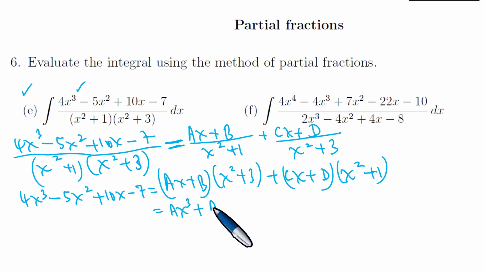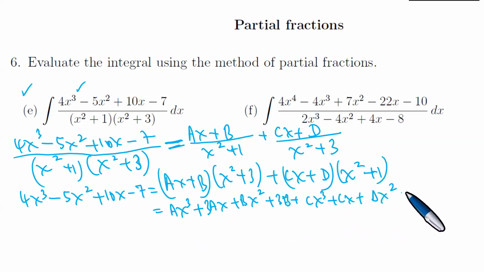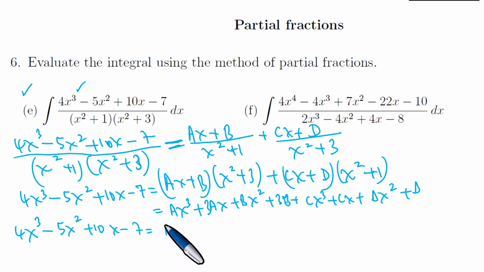Get ax cubed, plus ax, plus bx squared, plus b, then plus cx cubed, plus dx squared, and so on, which means I have a plus c. Okay, a plus c for the cubic terms; make sure you don't make mistakes here.